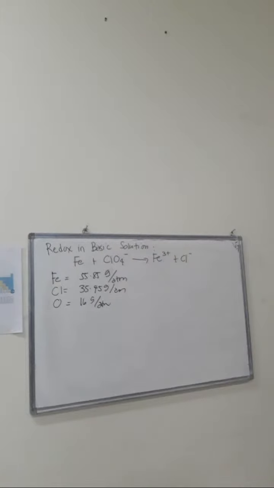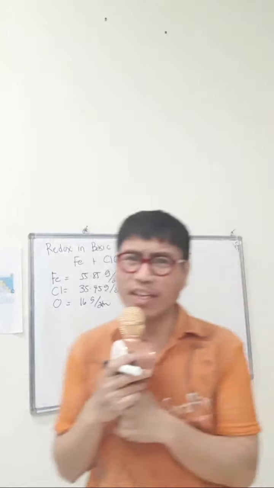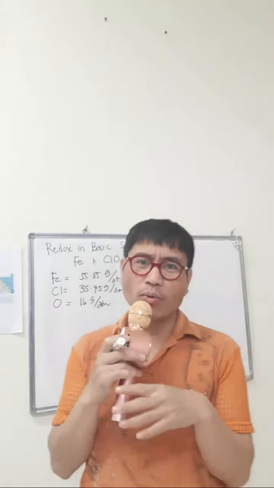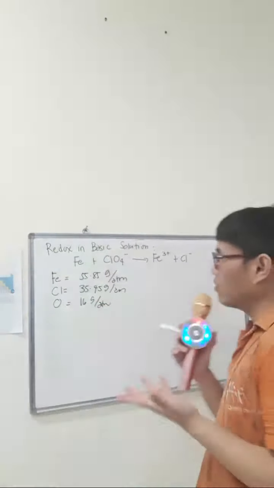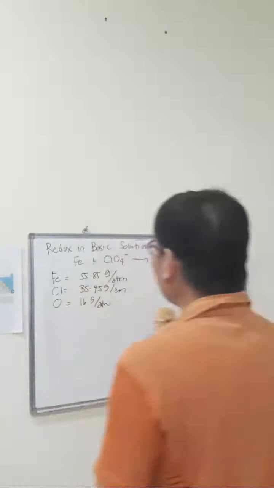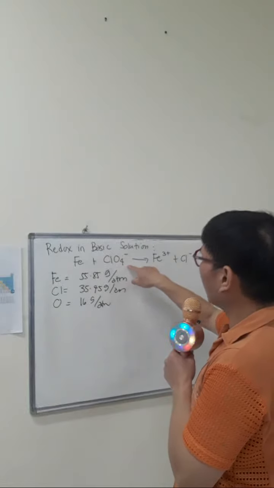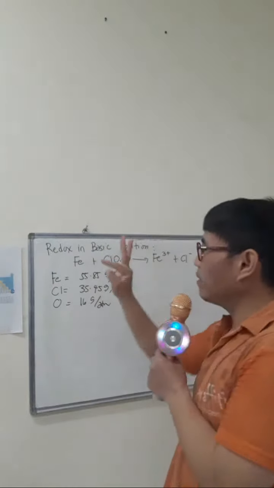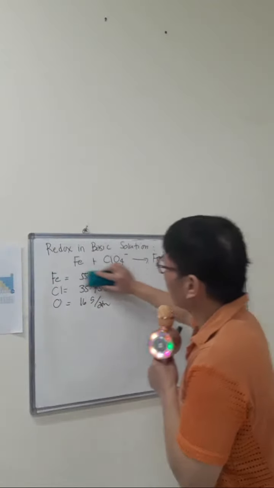For example, if I have a problem, 2 grams of iron react with chlorate, how many grams of chloride ions will be produced in a chemical reaction? So this is stoichiometry, chemical calculation, but we will not go into that. That's only a sample problem. Now we go to this iron plus chlorate. This is not chlorate, this is perchlorate, because chlorate is ClO3 negative 1. This is a polyatomic ion.